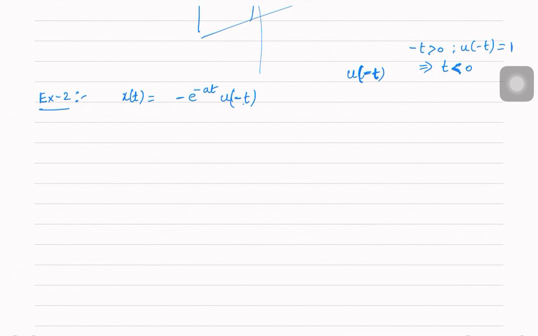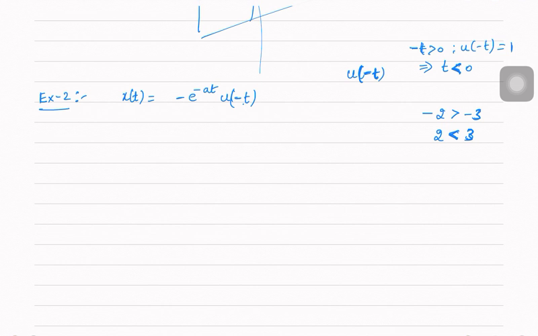Just as an example, minus 2 is greater than minus 3, not less than. When you multiply both sides by minus 1, the sign will change and it becomes less than. The same thing I have done here: minus t greater than 0 implies t is less than 0. So u of minus t exists for t less than 0.